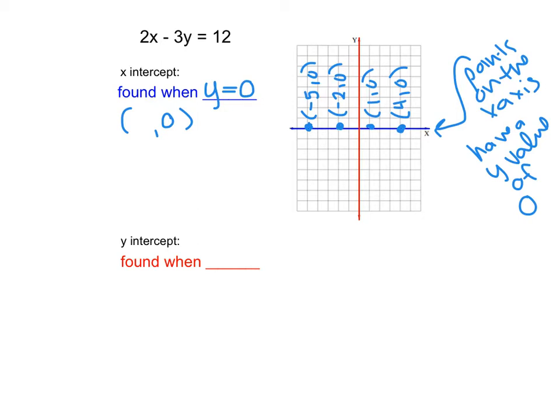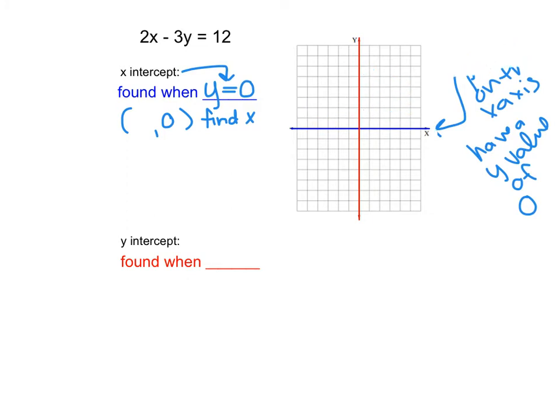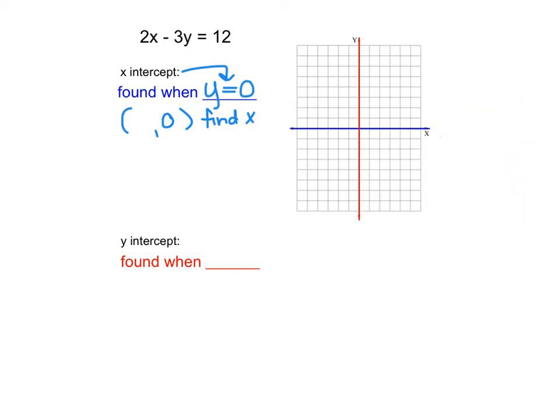And we'll come back and find that in just a second. But our x-intercept point is where y is equal to 0, and we need to find the x value that goes with it. So that's the first piece we're going to look at there. Then, if I flip this around, I'm going to take a closer look at the y-intercept point.